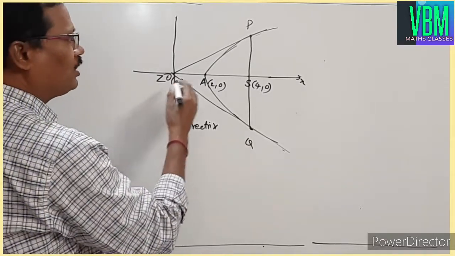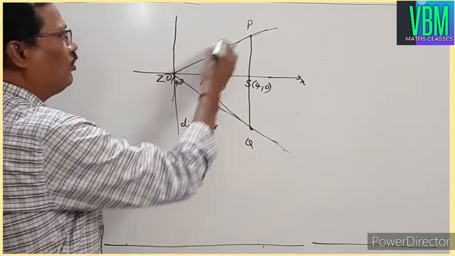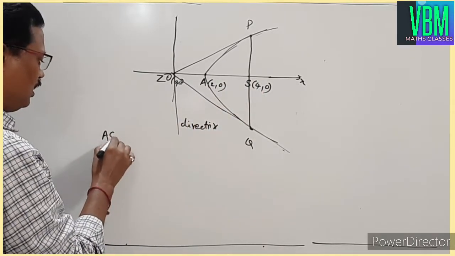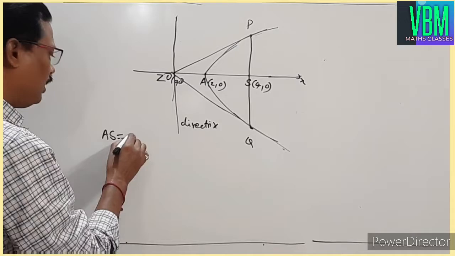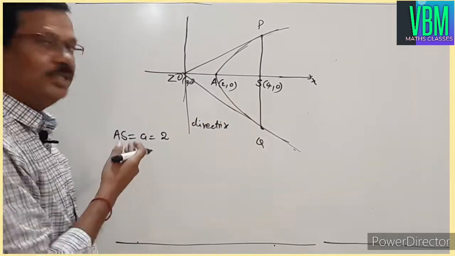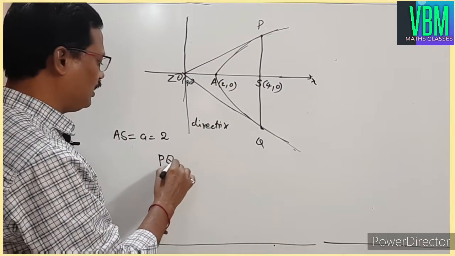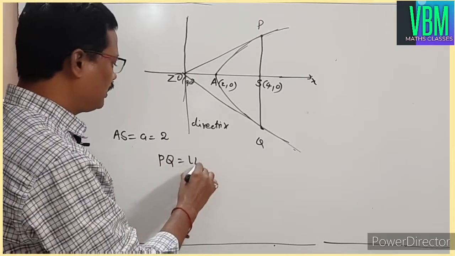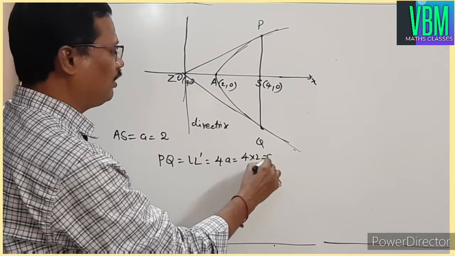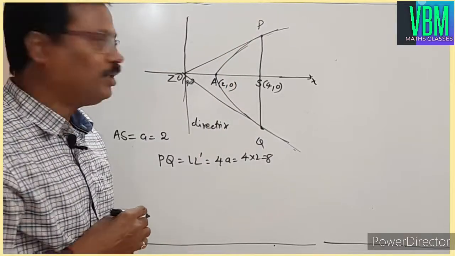Now they are asking the area of triangle OPQ. What is AS? In the parabola, AS is equal to a, the distance between these two points, and we got a equal to 2. PQ is the length of the latus rectum, which is 4a, that is 4 into 2, 8. Therefore PQ length is 8 units.